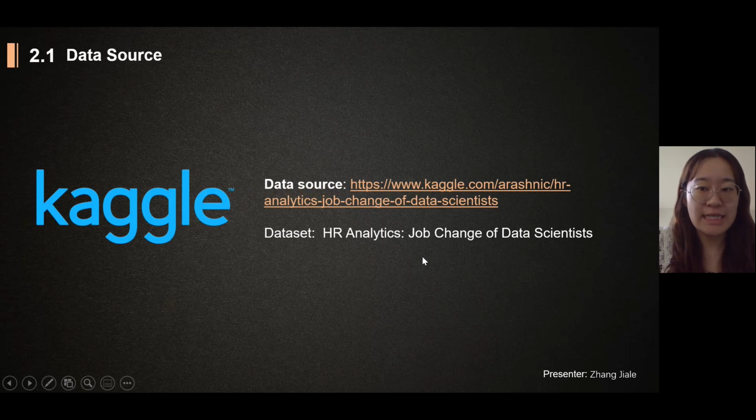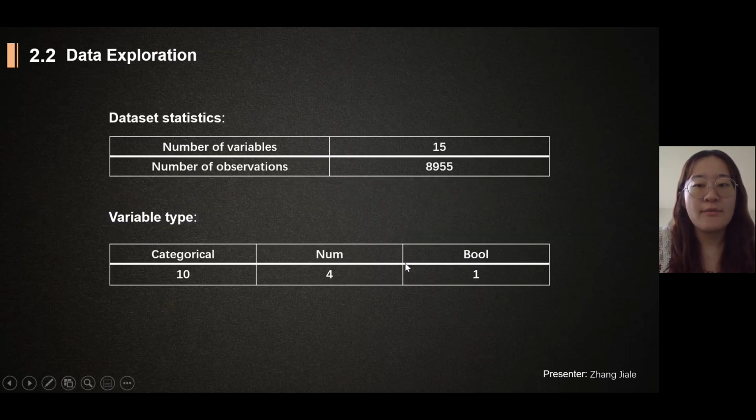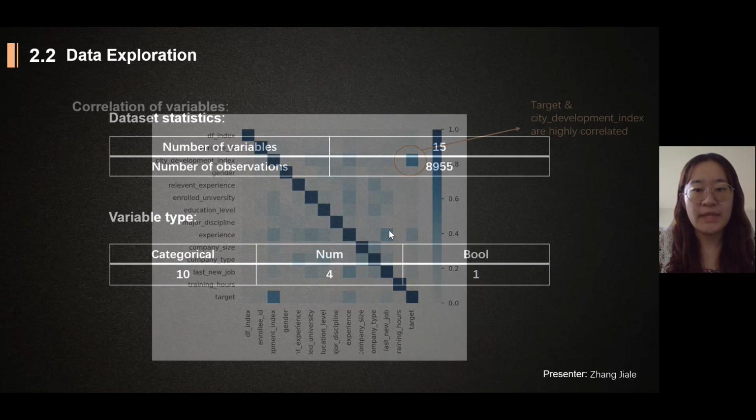Firstly, we collected our data from Kaggle, from the task named HR Analytics: Job Change of Data Scientists. And then I would like to introduce the data exploration of our project. The data set contains 15 variables and the number of observations is 8,955. The types of the variables include categorical, numerical, and boolean.